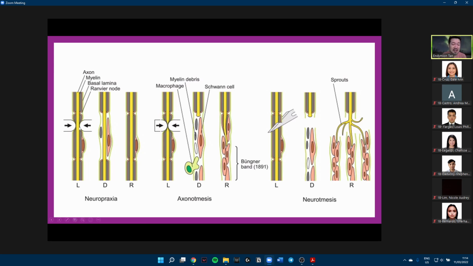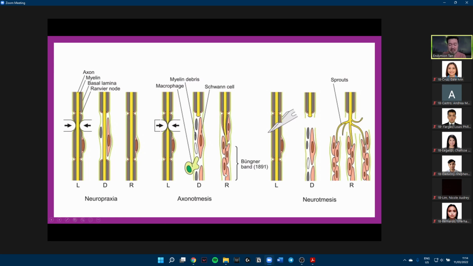You did not cut any axon, you did not cut the nerve, you did not cut the myelin sheath. Naipit lang siya. As compared to axonotmesis, you sever the axon, you cut the axon, but the myelin sheath is just there. The whole nerve is there. So yung buong bundle ng nerve, nandun pa siya. It's just one axon lang doon sa loob ng nerve bundle na pinutol mo.